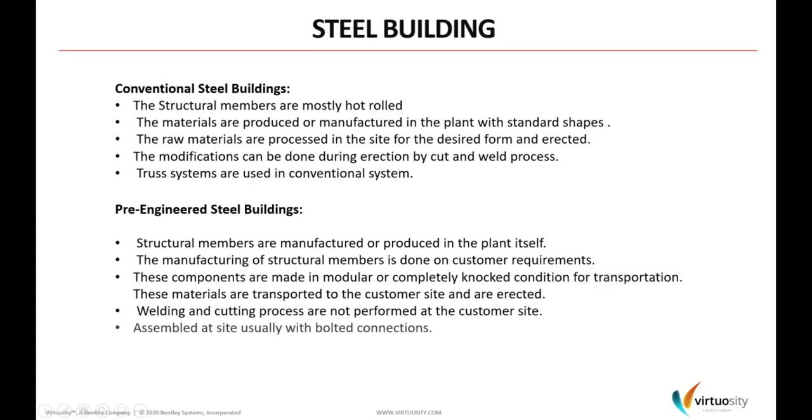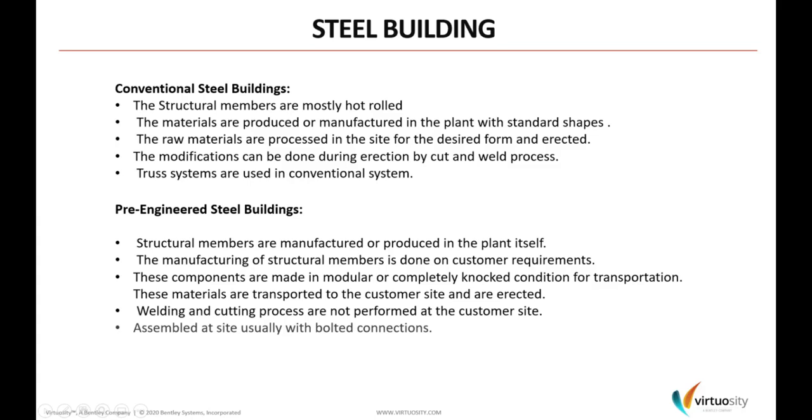For the conventional steel building, the structural members that are used are mostly hot rolled sections, and the materials are manufactured in plants with some standard shapes. These are not custom shapes; the raw materials are processed on the site into the desired form and then erected. Modification can be done during erection by cutting and welding to give various shapes, orientations and arrangements. Here, the truss systems are the most conventional system in the conventional steel building.